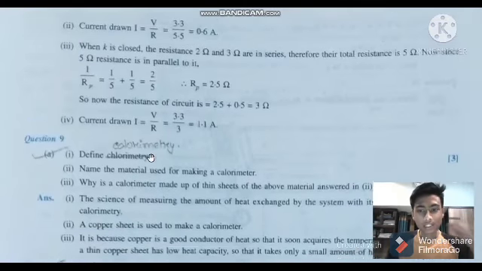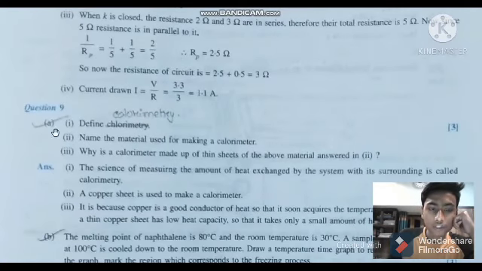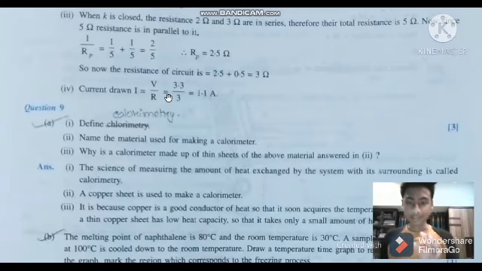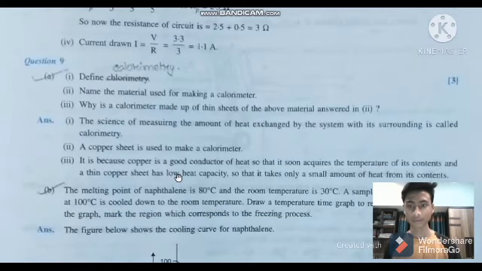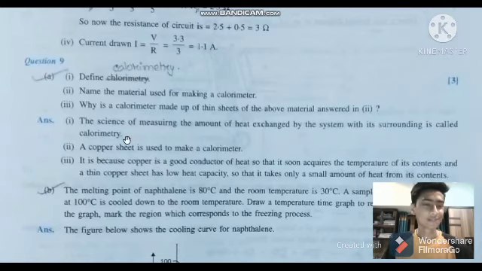Okay, next is question number 9, which is define calorimetry. Calorimetry, you will write, is the science of measuring the heat exchange in the system with its surroundings. That's the simplest answer for the one marker question. Next question is name the material used for making a calorimeter. Obviously a copper sheet is used to make a calorimeter.